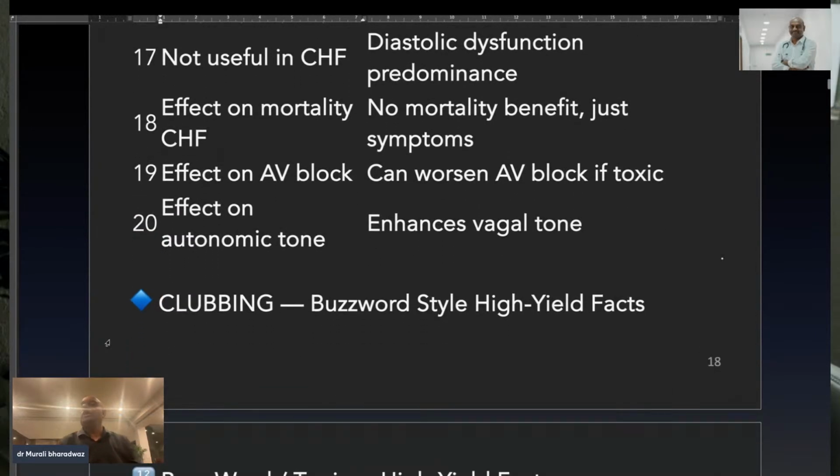Right? Now, what is the effect on AV block? If AV block is already there, digoxin causes further AV block. Yeah, vagomimetic effect on AV node, no? Yeah, it can worsen. Right? This is about digoxin.